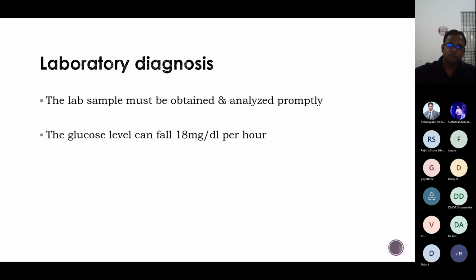So for laboratory diagnosis, you have to obtain the lab sample and analyze it quickly. Otherwise, if there's a delay in analyzing, if you keep it for a long time in the ward and send it later to the lab, there's a fall in the sugar levels of around 18 milligram per deciliter per hour. So with a long delay, it will give a low value.